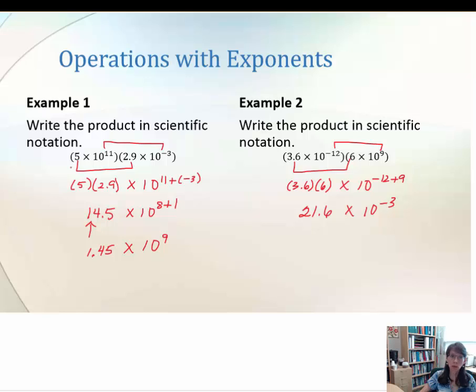So again, 21.6 is not a number between 1 and 10. So we need to replace the decimal to 2.16. So we shrunk 21.6 by a factor of 10. So we compensate or balance by adding a factor of 10. So now we'll have times 10 to the negative 2. This is our final answer. Now notice we are allowed to leave exponents negative, and that's because we're writing our answer in scientific notation. So this is an example of a time that negative exponents are allowed.